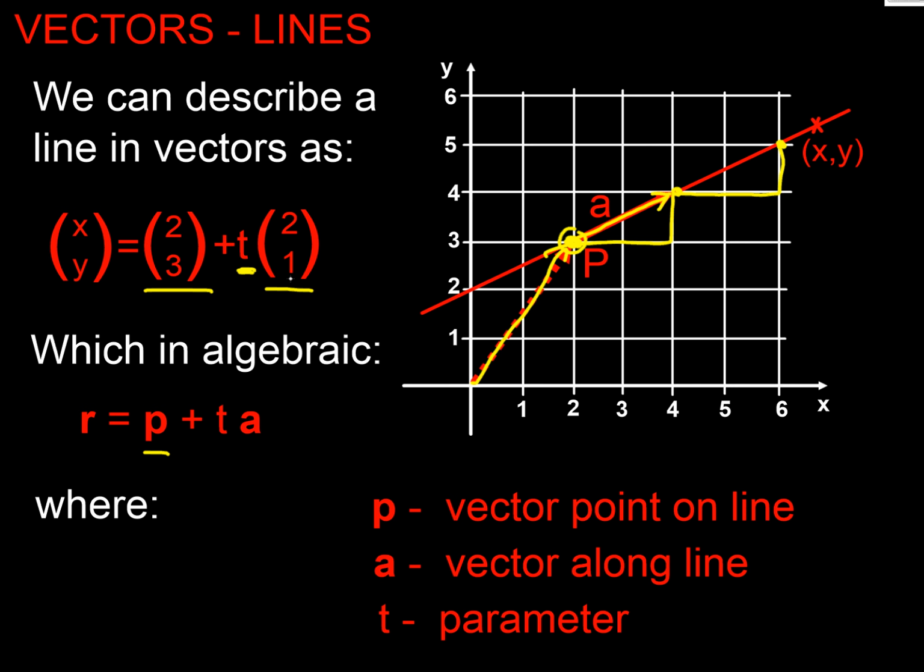So this is probably the easiest version of the line equation to use. We've got our output vector, our x, y, we've got our initial point on our line, and then we've got a multiple of our line vector. That's written in this form here: our output vector position, r, is our vector p plus t lots of a.